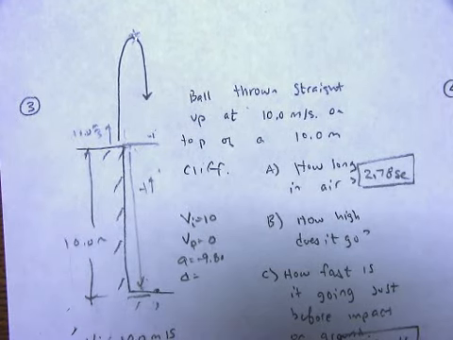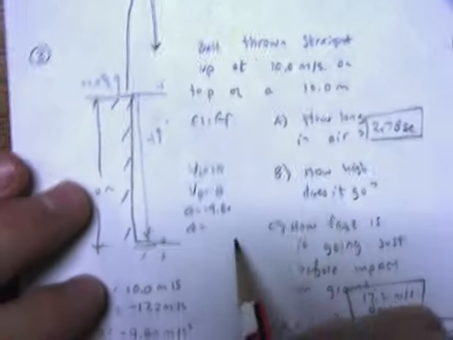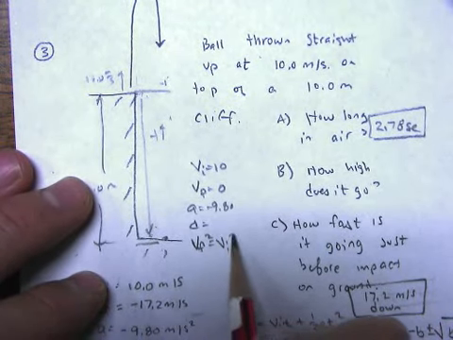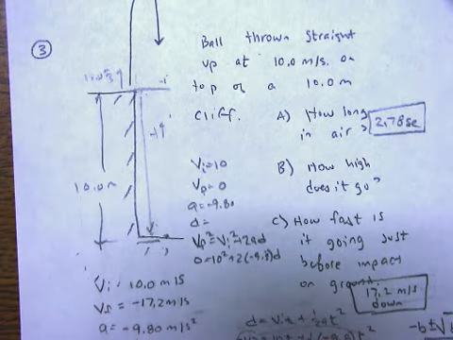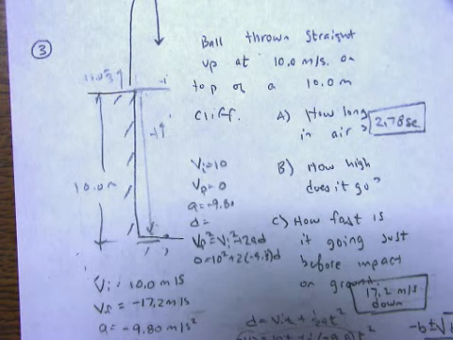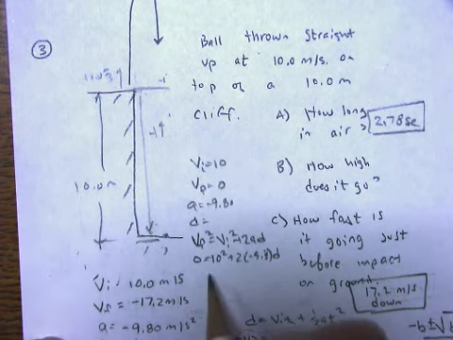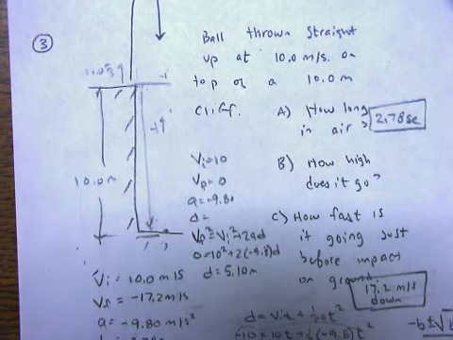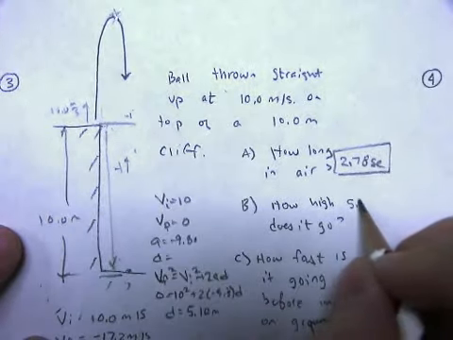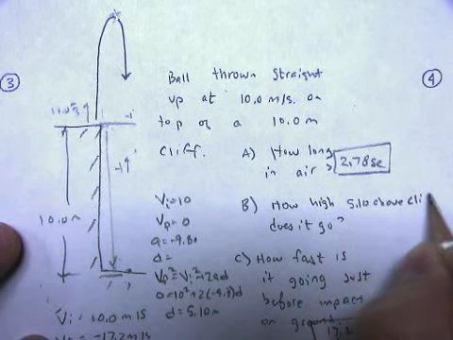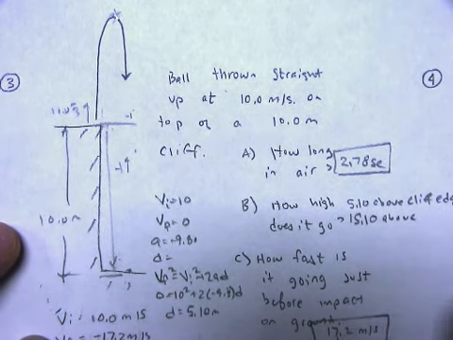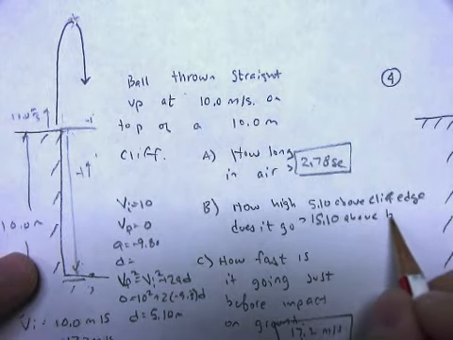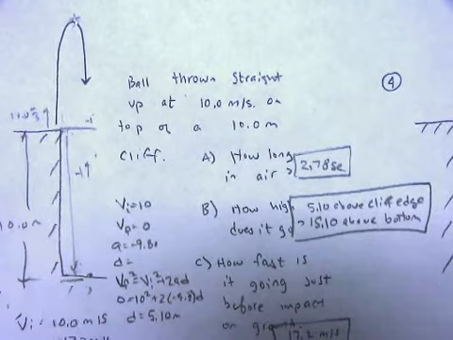And what's the distance? So I'm going to use the one that doesn't involve time, and that's VF squared equals VI squared plus 2AD. 0 equals 10 squared plus 2 times negative 9.8 times D. So 100 divided by 19.6, and I get 5.10. So the distance is 5.10 meters. Now that's 5.1 meters above the cliff. So 5.10 above the cliff edge, or 15.10 above the bottom. So either one of those is acceptable.